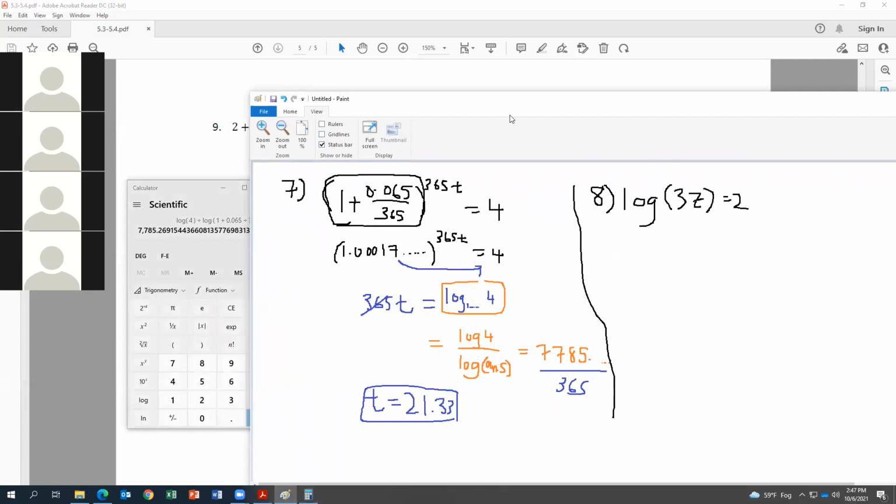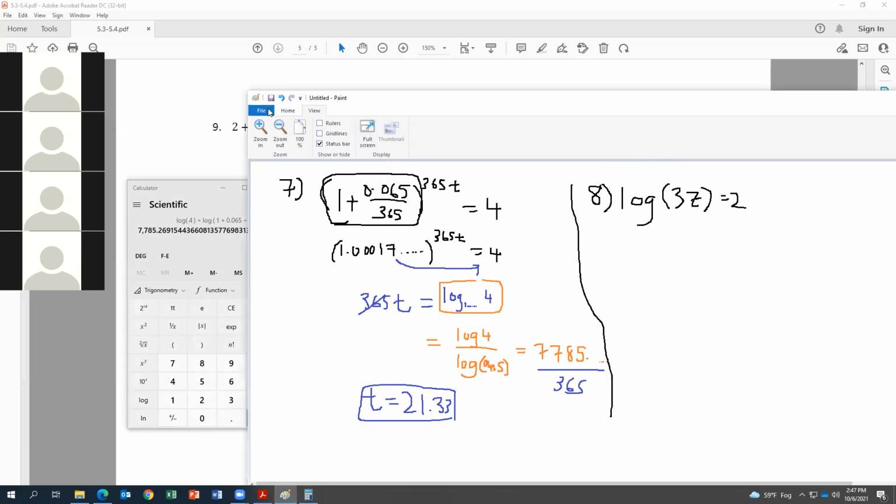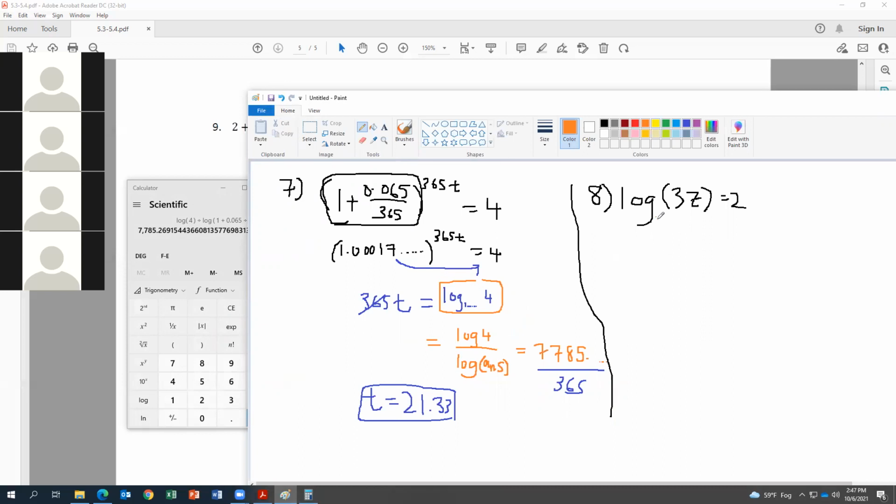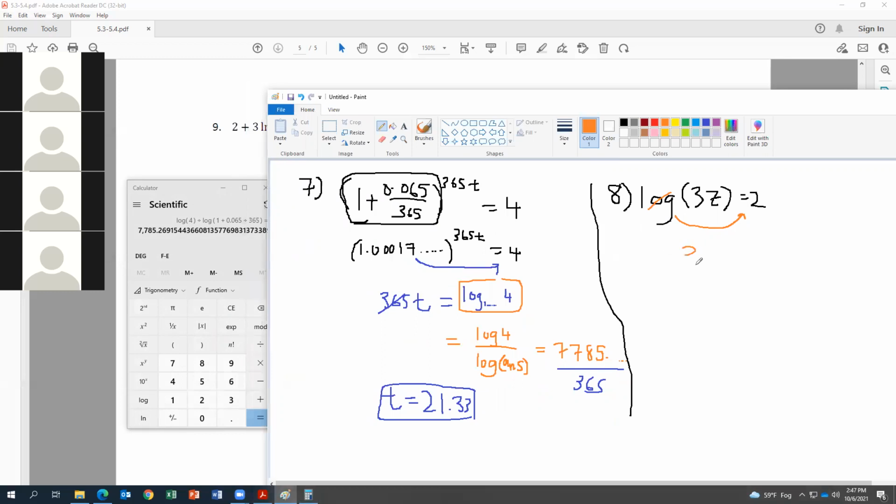So what we do with question 8 is we have to move the base. Can someone tell me what is the base when you move the log? 10. So this will become 3z equals 10 to the 2. Anyone know what 10 squared is? 100. And how do we solve for z? We divide by 3. So z in this case is 100 over 3, or if you want in decimals, 33.33333.